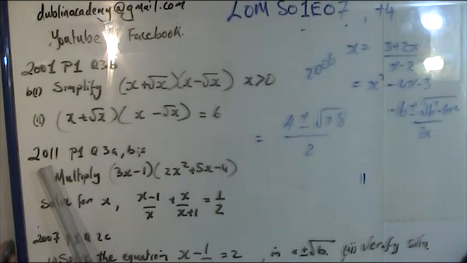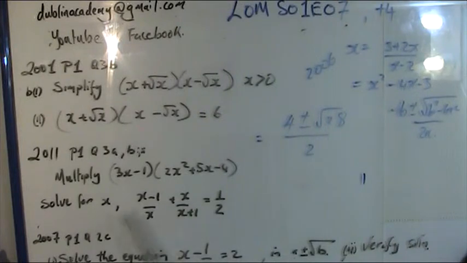Next is 2011, paper 1, 3a and 3b. Multiply 3x minus 1 by 2x squared plus 5x minus 4. Okay, so this is a polynomial. A polynomial is anything that has higher powers, decreasing powers. So this is a power of 3, so it's going to be 3, 2, 1. And it says anyway that you just simplify it. So add the like terms, remember, like indices, and solve for x.